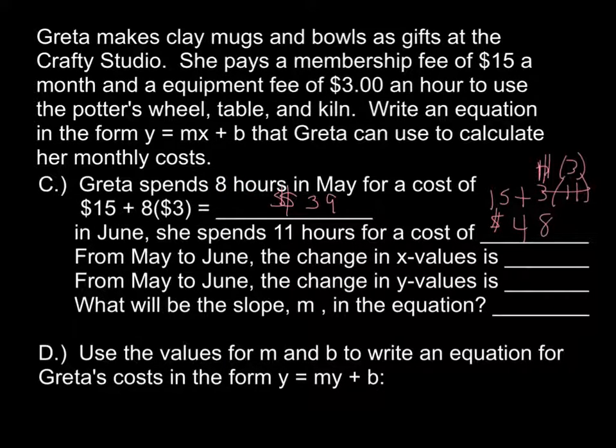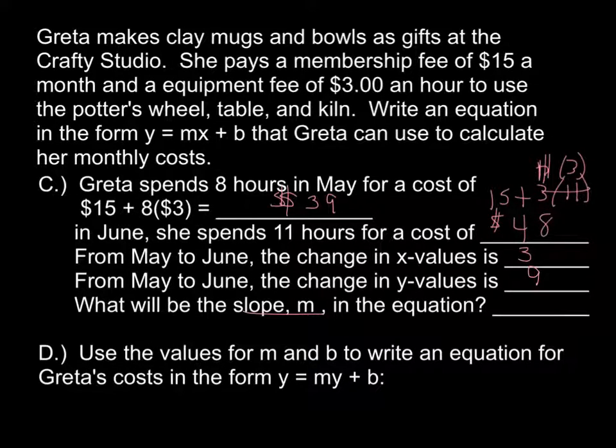What's your x value for June? 11. What's the difference between them? 11 minus 8 is going to give you 3. So we have 3 for the difference. From May to June, the change in y values is... Well, the y value for May is the total cost, right? So the difference would be 9, because 48 minus 39 gives you 9.